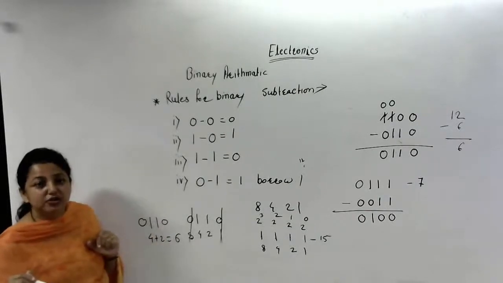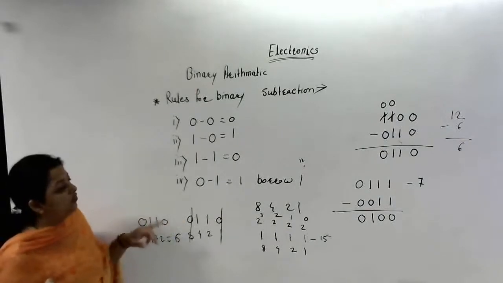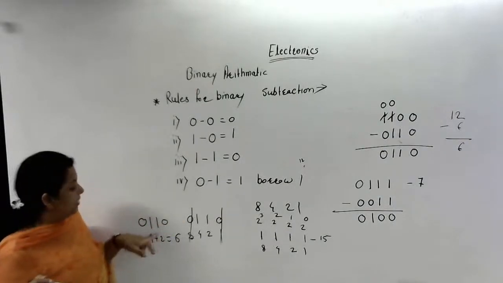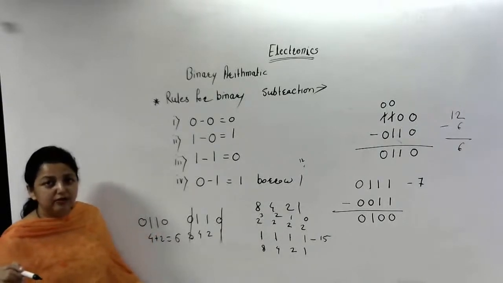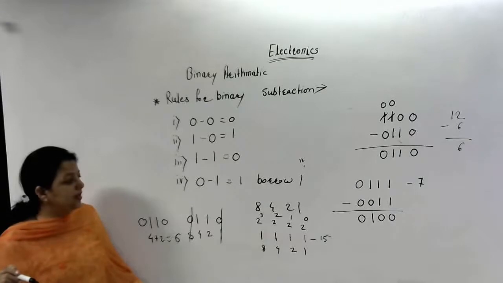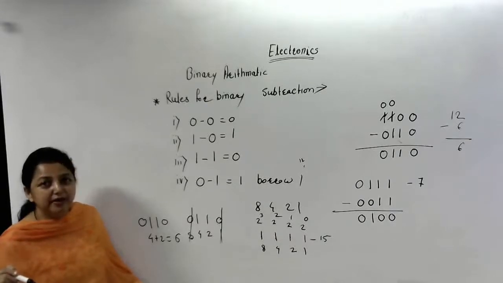Do you understand, Sanskriti? By using 8, 4, 2, 1 we are able to calculate the decimal value of any binary number. Okay? Right?